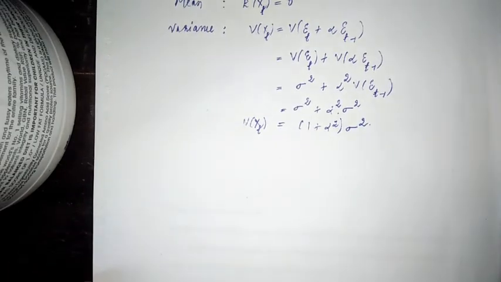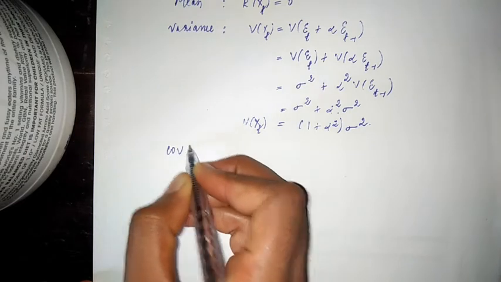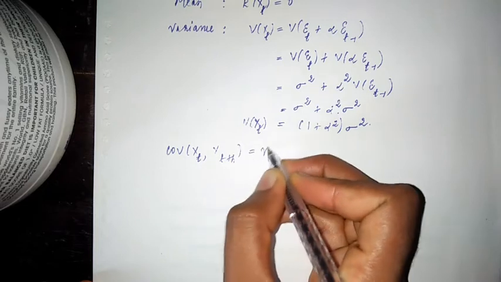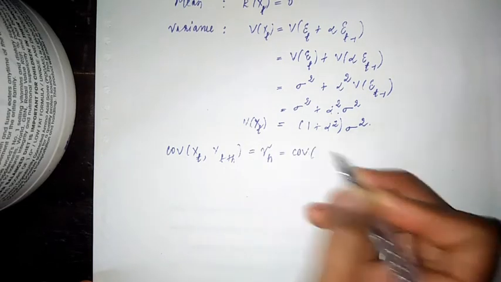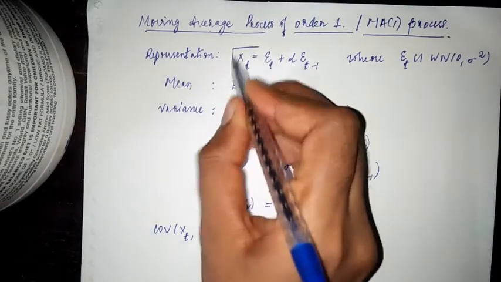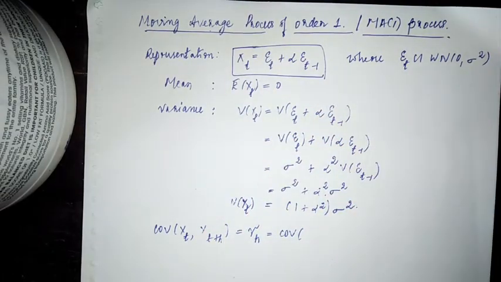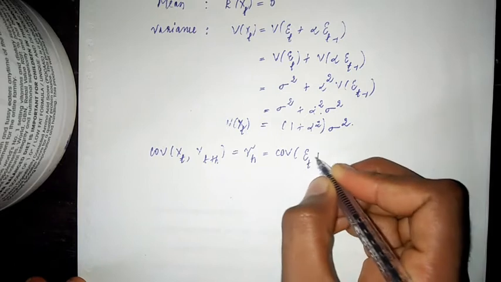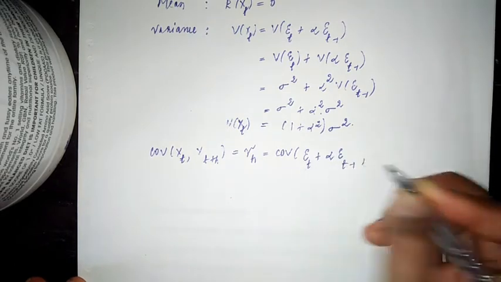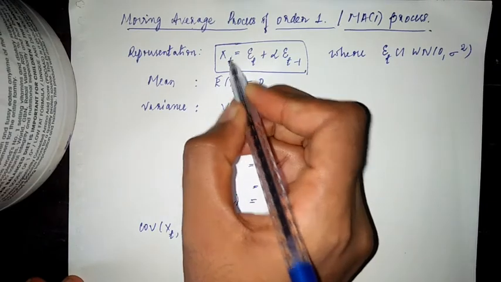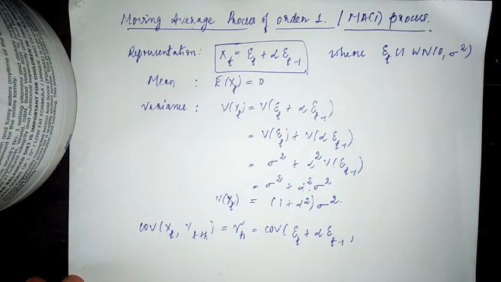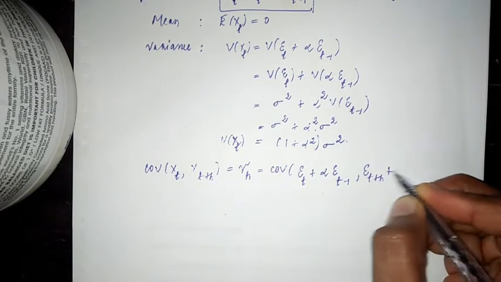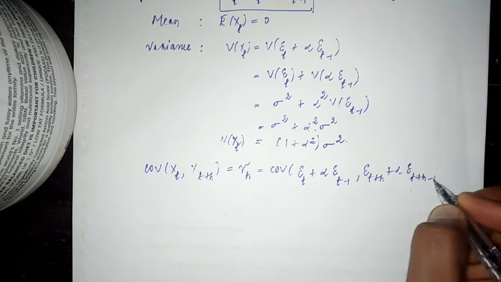So now what is the covariance term? The covariance between x_t and x_{t+h} is nothing but gamma(h). So what is x_t? From this expression, x_t is epsilon_t plus alpha epsilon_{t-1}. What is x_{t+h}? Wherever t is there, I substitute t plus h. So x_{t+h} is epsilon_{t+h} plus alpha epsilon_{t+h-1}.